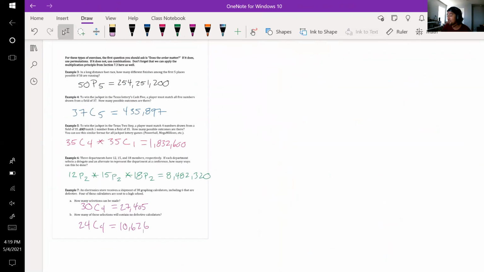So let's see. nPr, 12 pick 2. nPr, 15 pick 2. And nPr, 18 pick 2. We have 8,482,320 ways to pick a delegate and an alternate. Okay. Last one.